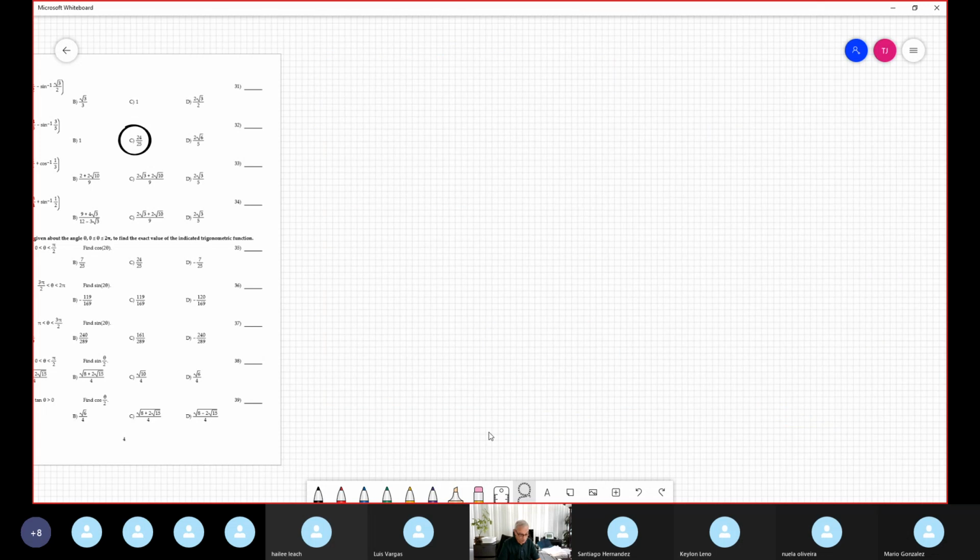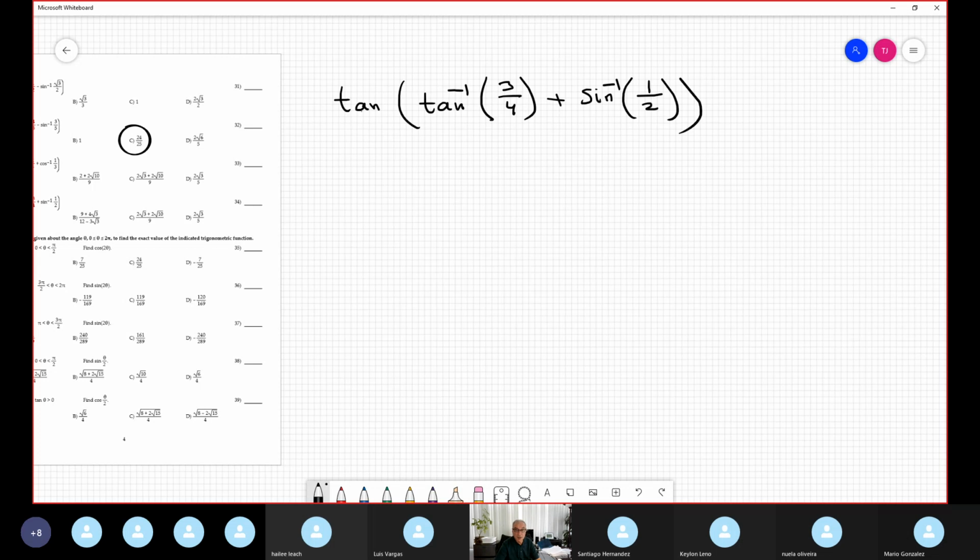Now we have tangent of tangent inverse of 3/4 plus sine inverse. You see, this problem is horrible because it combines direct and inverse trigonometric functions. Basically we have 6 trigonometric functions, and now we have 6 more inverse trigonometric functions. In total, 12 trigonometric functions, direct and inverse.